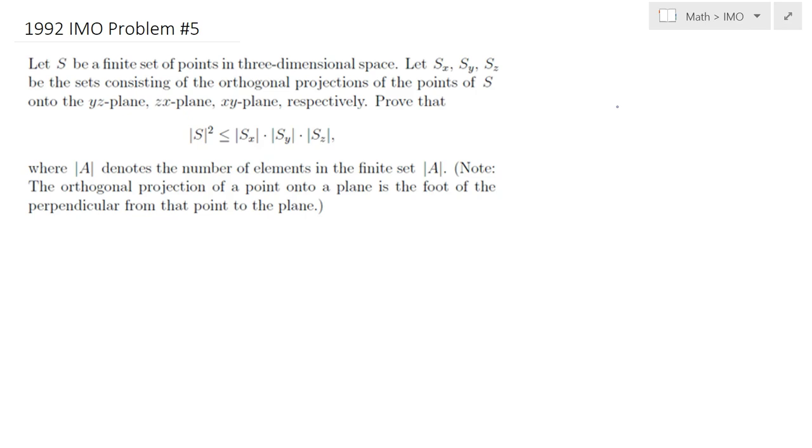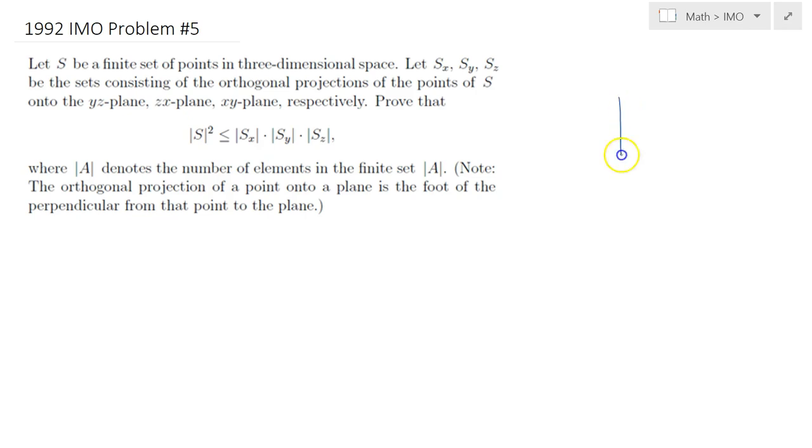that |S| squared, the number of elements squared, is less than or equal to |S sub x| times |S sub y| times |S sub z|, where the absolute value represents the number of elements in those sets respectively. And there's also a note about the definition of an orthogonal projection of a point onto a plane, which is simply the foot of the perpendicular from that point to that plane.